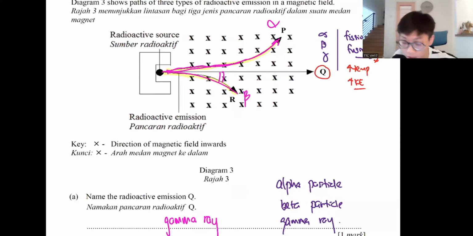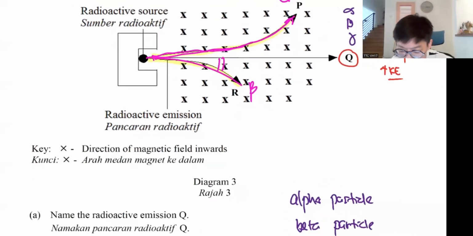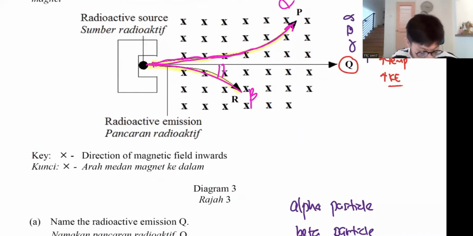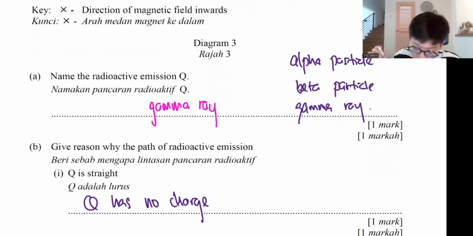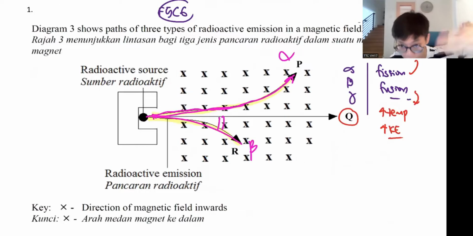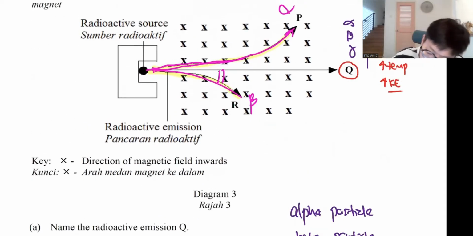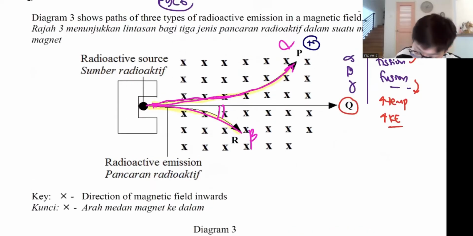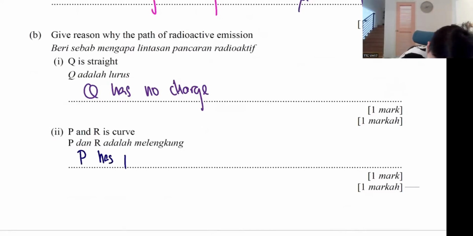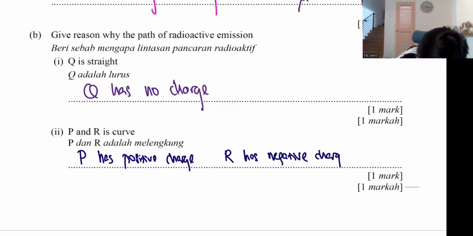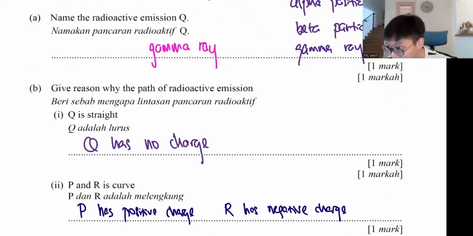So we have alpha particle and beta particle. In this case, instead of saying P and R both have charge, we will say P is alpha, alpha is positive charge, beta is negative charge. So we can say P has positive charge, whereas R has negative charge. This is a better way of answering.